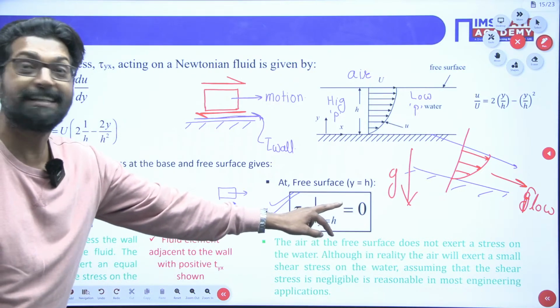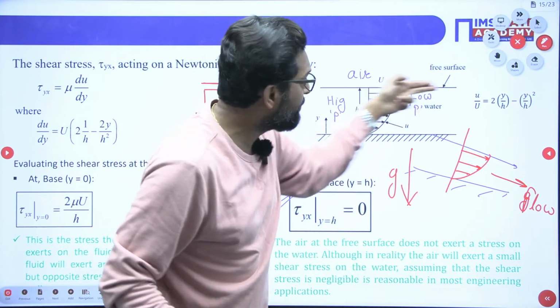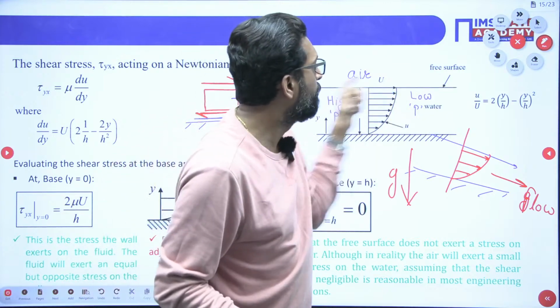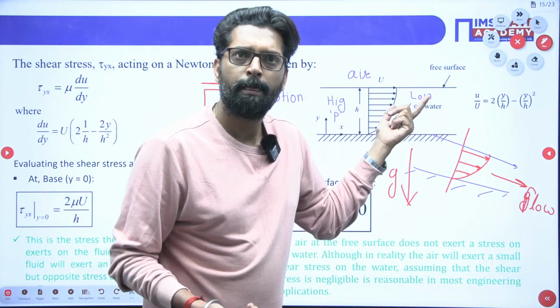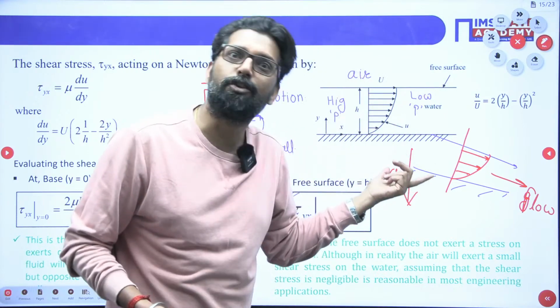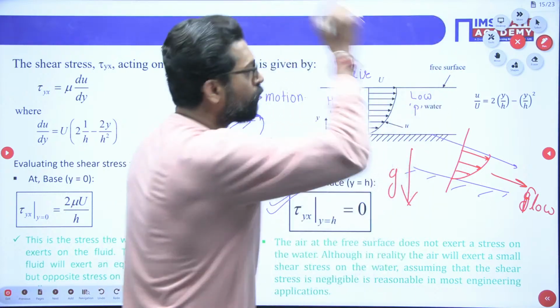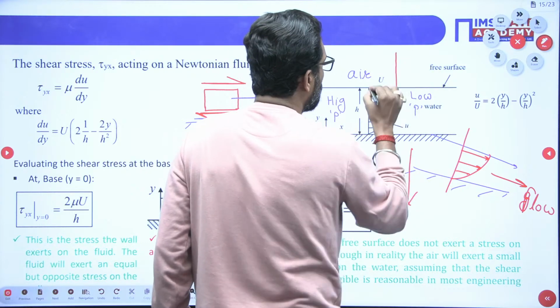But you cannot say that the velocity is 0. There is a velocity, but we don't know what it is. We can find it; you can find the free surface velocity, no problem. But the shear stress is still 0. That means if you draw the velocity profile further, you can draw it like that.